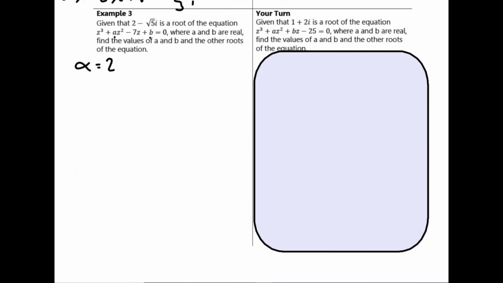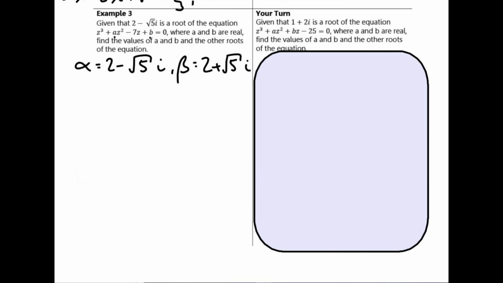I'm going to start off with the fact that I know that if 2 minus root 5i is a root, I can immediately write down 2 plus root 5i is a root. Even though it says find the values of A and B and the other roots of the equation, I'm not going to do it in that order. I'm going to find the roots first and then the values of A and B.